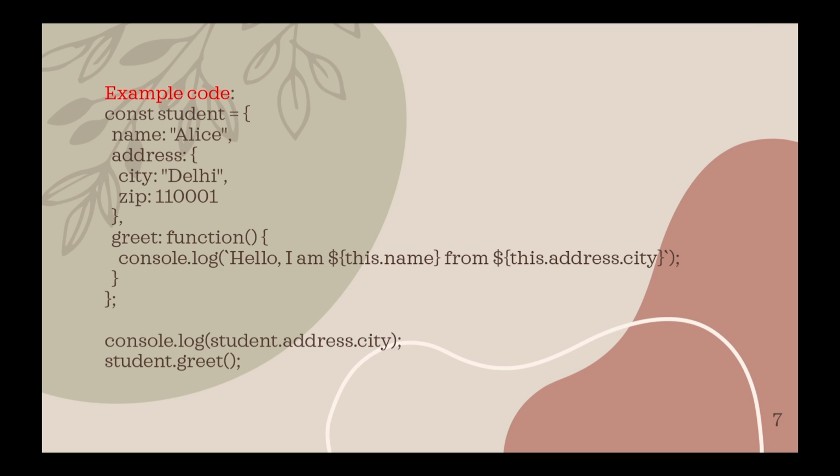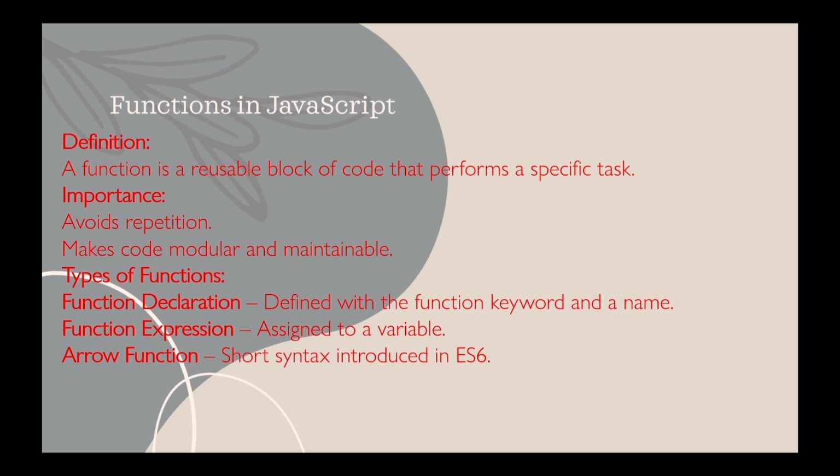And coming to functions in JavaScript, a function is a reusable block of code that performs a specific task. Its importance is reusability; it makes code modular and maintainable. There are different types of functions: function declaration, function expression, and arrow function. What is a function declaration? Defined with the function keyword and a name. A function expression is assigned to a variable, and an arrow function is a short syntax introduced in ES6.